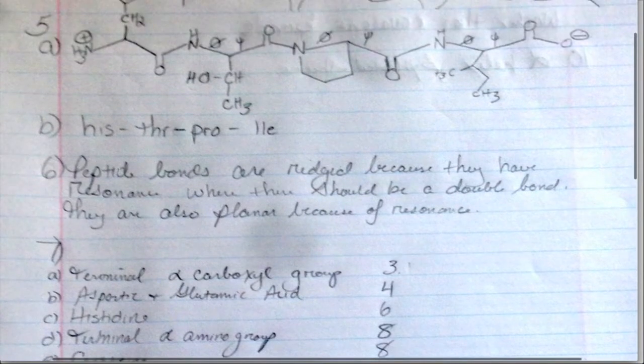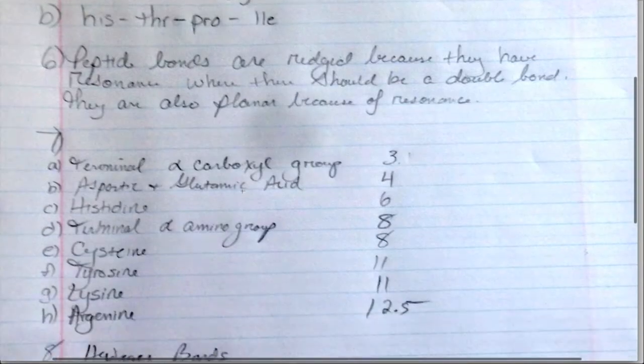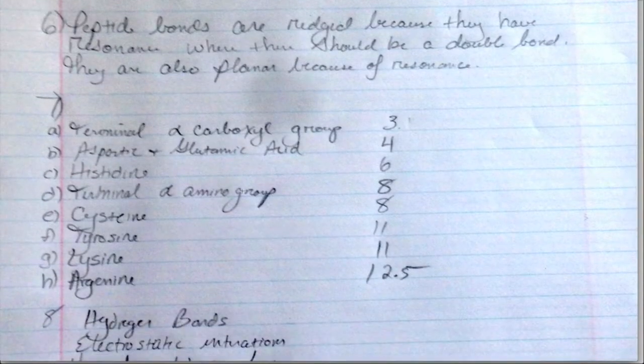Let's see, was there anything else I was going for here? Peptide bonds are rigid and planar. I guess that was what it was. Okay, good. So let's look at number 7.